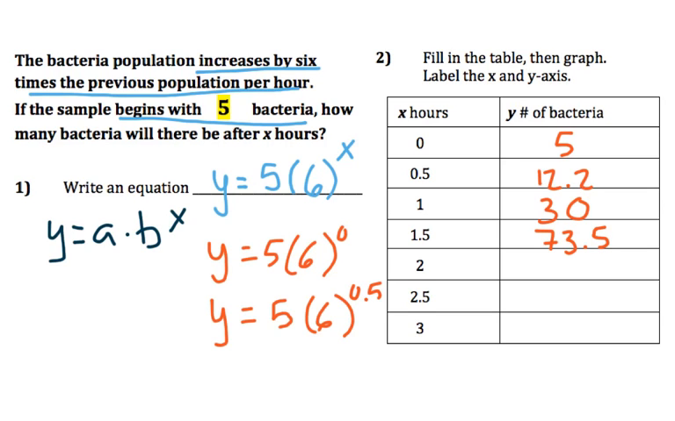When we substitute 2 in for x, we get 180 for y. When we substitute in 2.5 for x, we get about 441 bacteria. And when we substitute in 3 for x, we end up with 1,080 for y, so 1,080 bacteria.